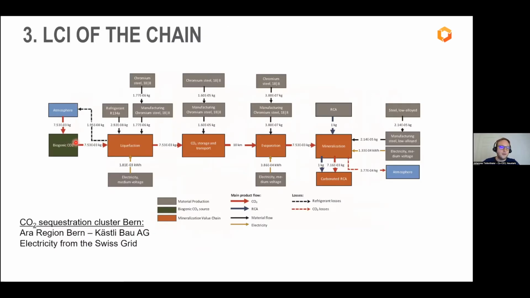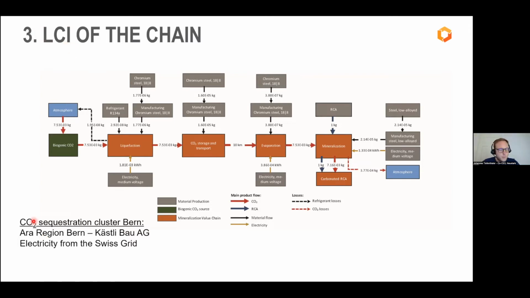So here you can see basically for this value chain of liquefaction, transport, evaporation, and mineralization, that each of these steps needs on the one side energy. So here you can see, for instance, electricity, but also materials. And all these, energy and materials, they come with associated greenhouse gas emissions for which we have to account. So one example is that, of course, for the transport, we should not only account for the fuel which is used, but we also need to account for the vehicle which is built, also for the roads, which have to be renewed every, I don't know, 50 years in order to enable the transport. So this is all accounted for in the life cycle inventory.